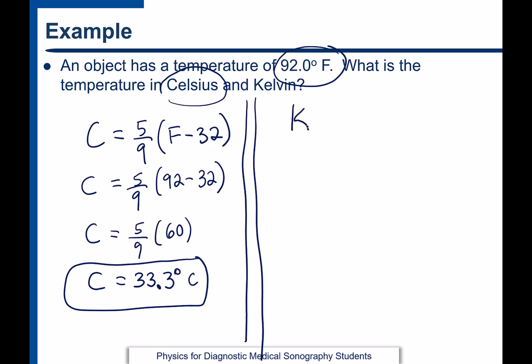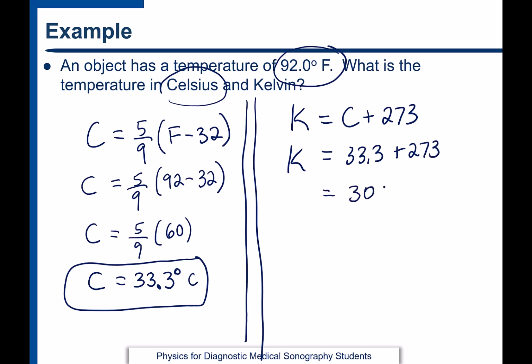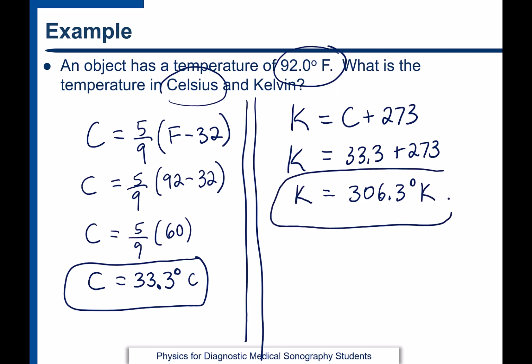So Kelvin is the easy one. Kelvin is just C plus 273 degrees. And so in this case, we get 33.3 plus 273, or 306.3 degrees. And we'll put degrees K just to represent what it is we're talking about.